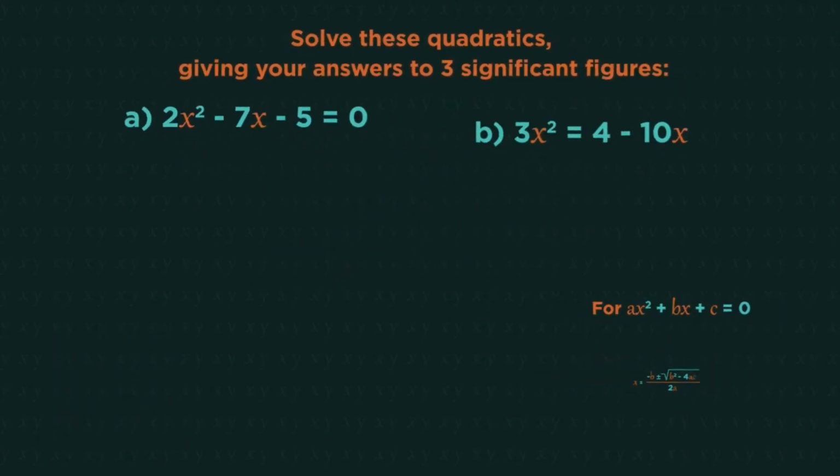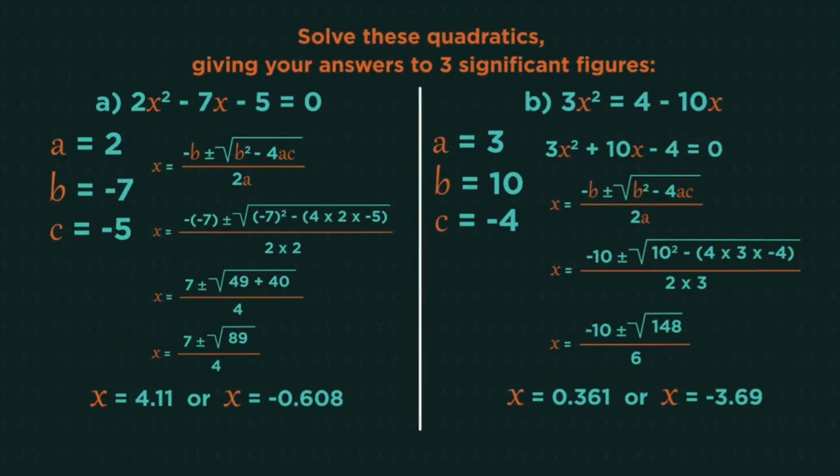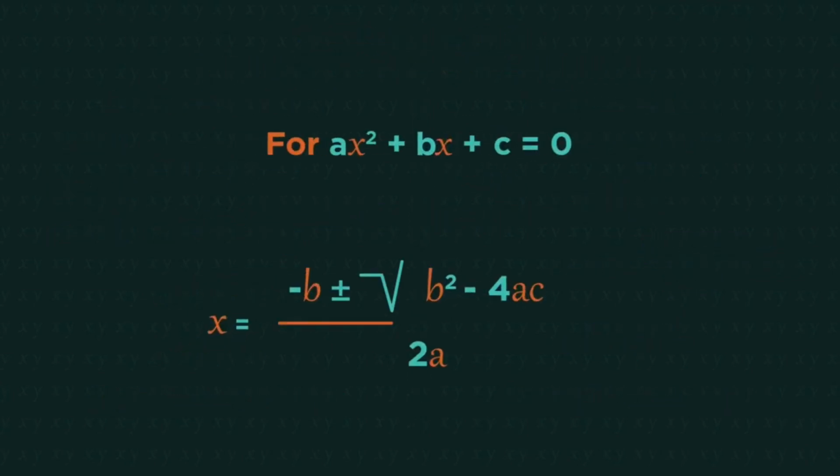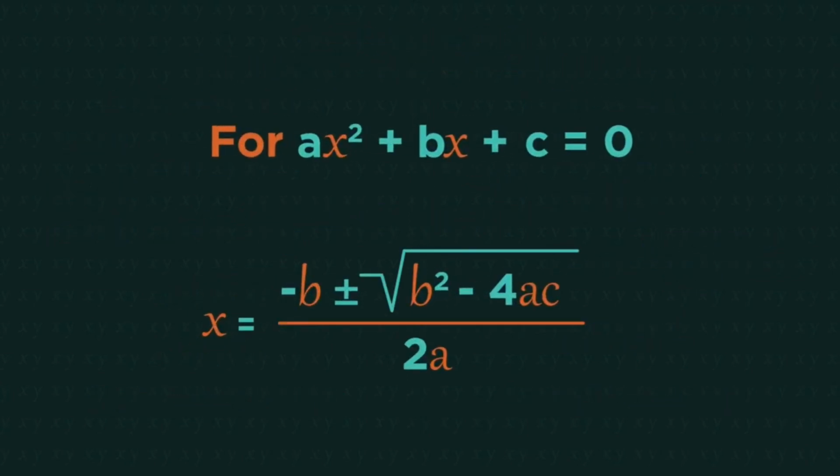How did you get on? If you made a mistake, go back and check your negatives. This is usually where mistakes are made. So there we have solving quadratics using the quadratic formula. A, B and C are just the coefficients from the equation, and we substitute these numbers straight into the formula. Take your time and just be careful with negatives.